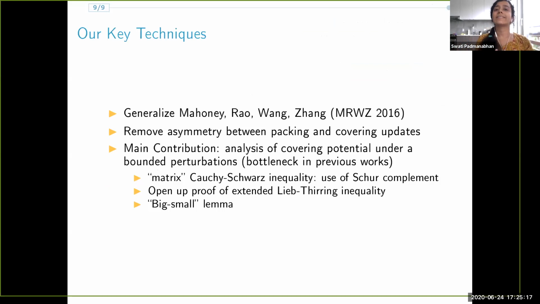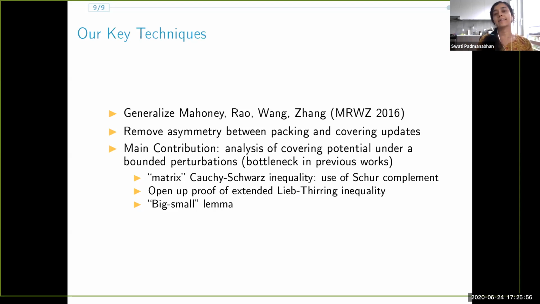I'll just give a one-slide summary of our techniques. At a very high level, we generalize a paper of Mahoney, Rao, Wang, and Zhang from 2016 on mixed packing covering linear programs. There are two main bottlenecks to overcome in doing this generalization. The first is that covering constraints are generally harder to work with than packing constraints, and all previous results on packing covering LPs had an asymmetry in the two cases. So one of the things we do is to remove this asymmetry in the algorithm between packing and covering.